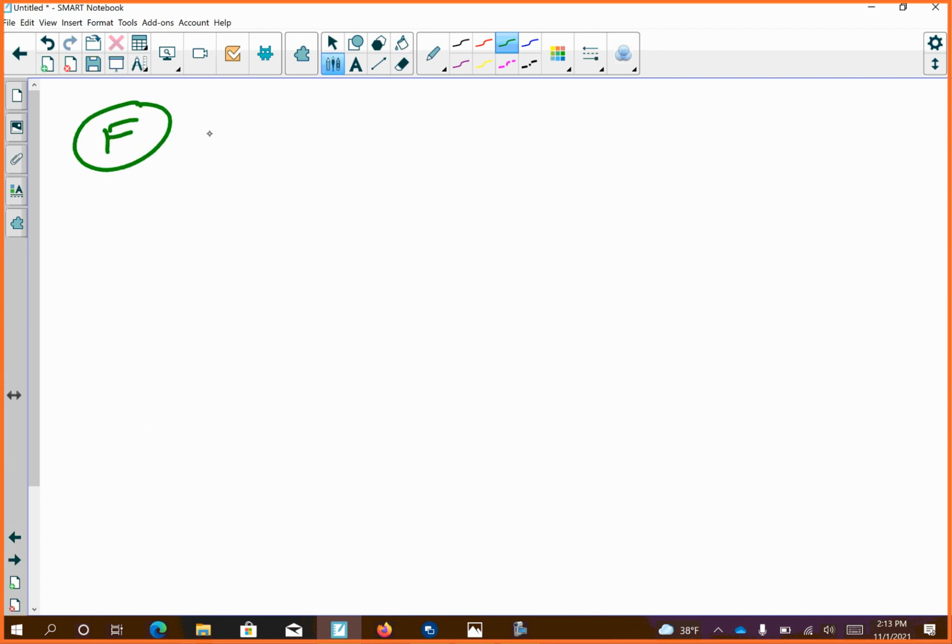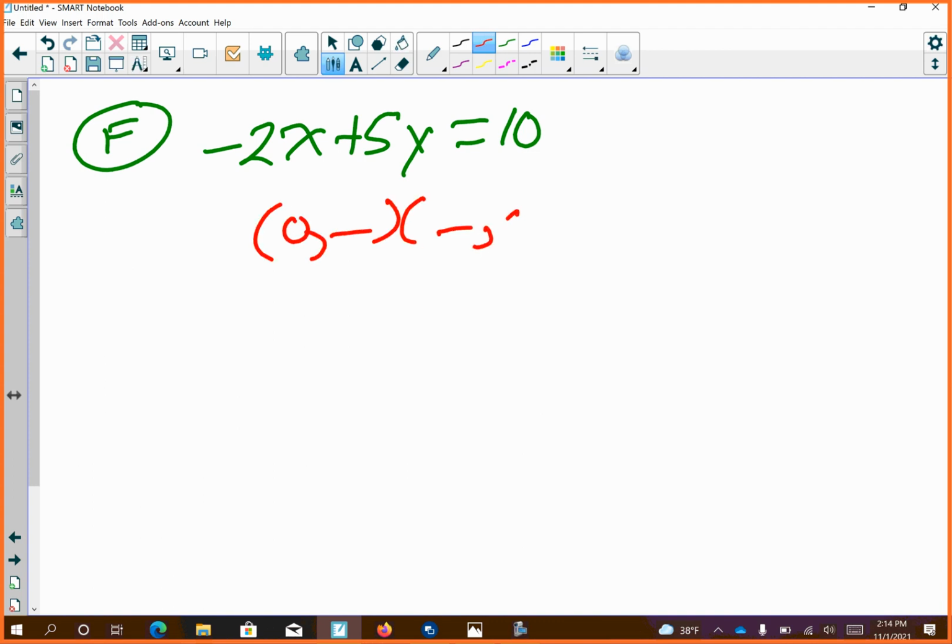Letter F says negative 2x plus 5y is equal to 10. Question 1 from our sheet. Are both the x and y on the same side? It looks like it. So if that takes place, 0 comma blank, blank comma 0. All right. Cover method. Is that an x or a y value? Cover that up. 5 times what number gives me 10?